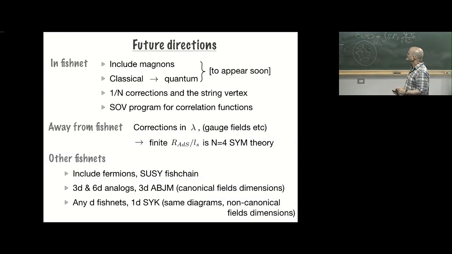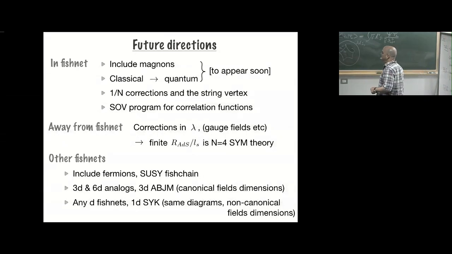Another thing to do is to include magnons. What we call magnons are operators that are also charged under phi 2 rotations. I will not discuss this in this talk, but this is almost a trivial change in what I did before. What we want to do next is to study how these chains, how these strings split, what the string vertex is in the bulk. And another thing is to develop integrability techniques for computing correlation functions. There will be a bit about that in the last talk.